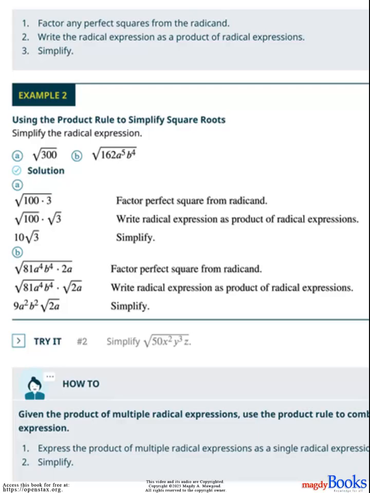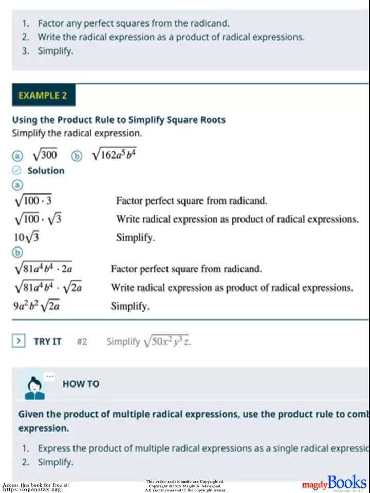Example 2. Using the product rule to simplify square roots. Simplify the radical expression. A. Square root of 300. B. Square root of 162 a to the power of 5, b to the power of 4. Solution. A. Square root of 100 times 3. Factor perfect square from radicand. Square root of 100 times square root of 3. Write radical expression as product of radical expressions. 10 square root of 3. Simplify.